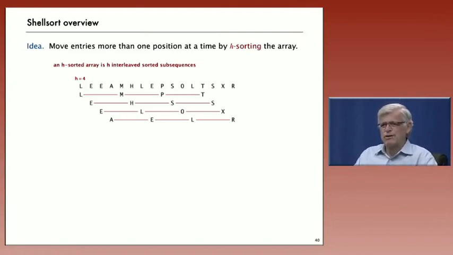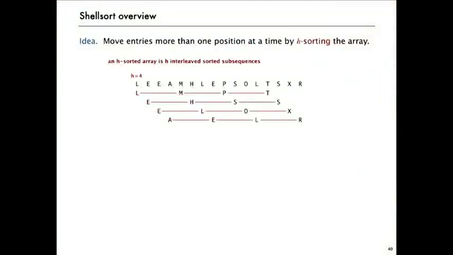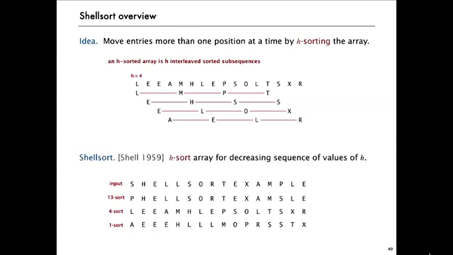So an H-sorted array is H different interleaved sorted subsequences. In this case, with H equals 4, if we start at L and look at every fourth element, M, P, T, then it's sorted. If we start in the second place at E and look at every fourth element, it's sorted. So this is 4 interleaved sequences. That's a 4-sorted array. And what we're going to do is implement a sorting method that H-sorts for decreasing sequences of values of H.